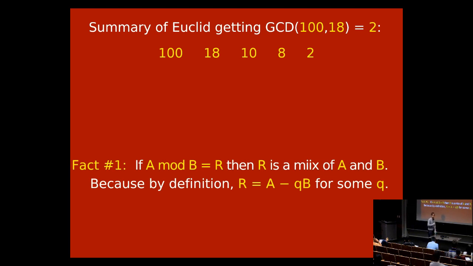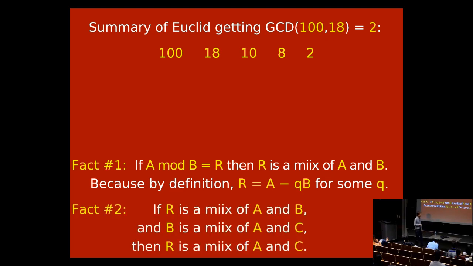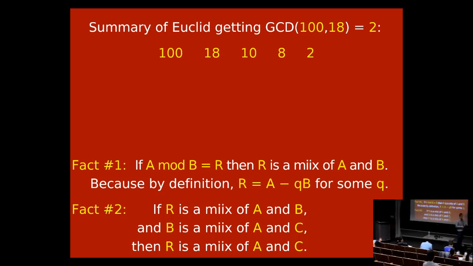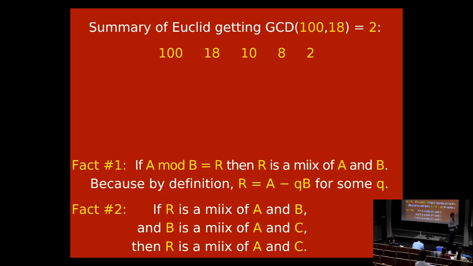And let me just make a couple of quick observations. If A mod B is R, then R, the remainder, is always a mix of the two numbers A and B. Because by definition, R is like A minus some multiple of B. And this is the mix. R is like one copy of A and minus Q copies of B. And another thing that's very easy for you to check: if R is a mix of A and B, but B itself is a mix of A and C, then it's trivial to check that R is a mix of A and C, just as you would guess from the name.